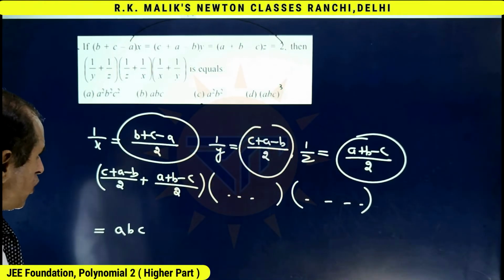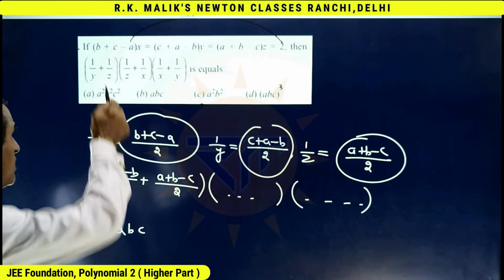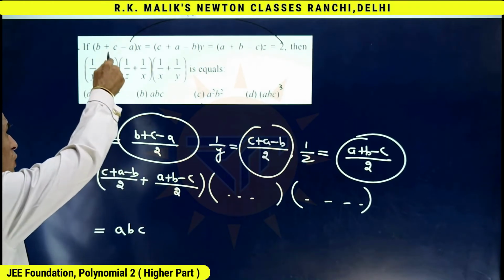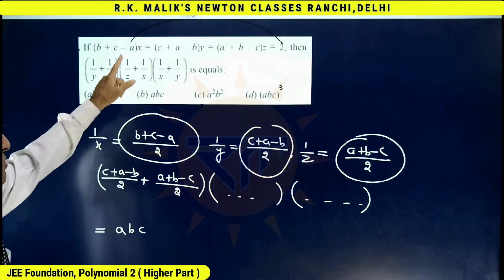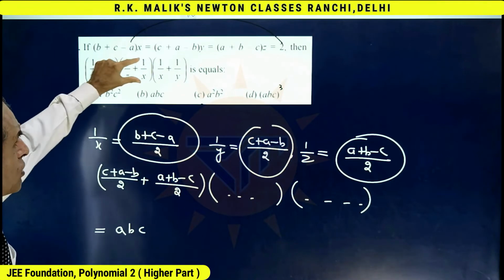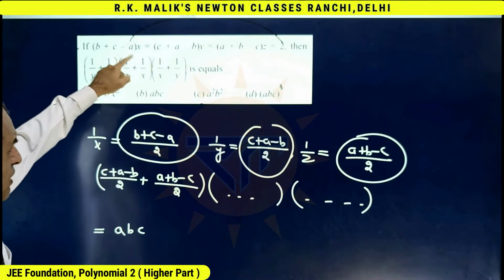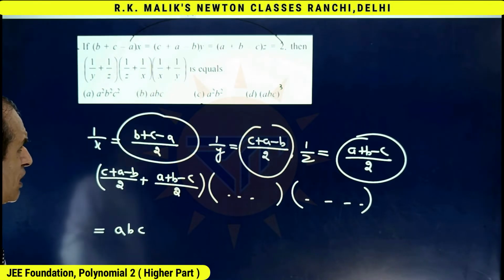Looking at these values of 1 by x, 1 by y, 1 by z, it is clear that this expression is going to be a linear expression in a, b, c. This is also going to be a linear expression because all the terms will be of degree 1 after calculating. And here also all the terms will be of degree 1.